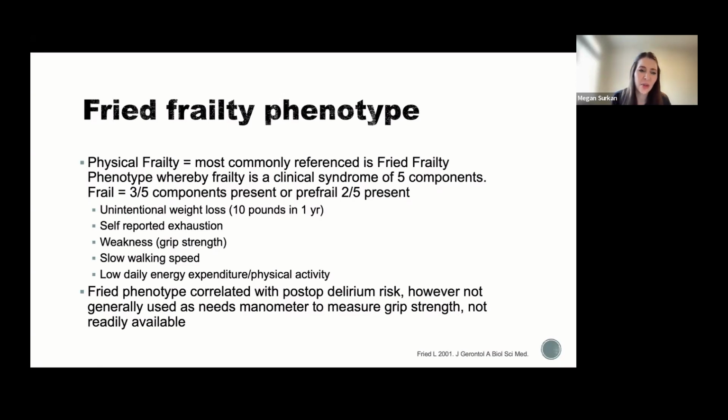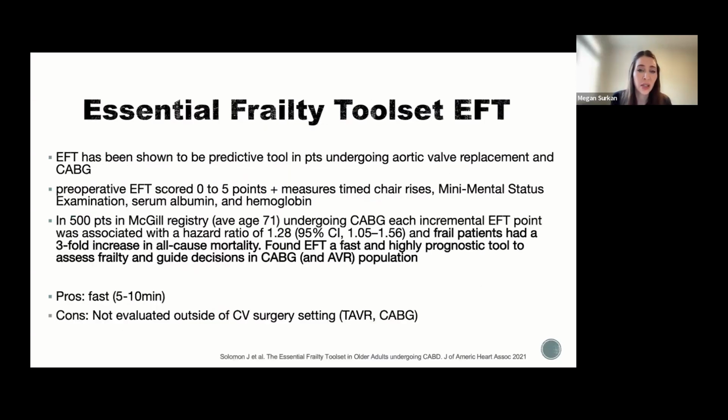We did look at the Fried frailty phenotype. I won't go over it again. I just wanted to mention we don't generally use this in clinical practice simply because it needs a manometer to measure grip strength, which I do think they have available in some clinics, but it's not widespread that these manometers are easy to find. So this is a very quick 5-component tool to do, but you would have to purchase equipment to do it.